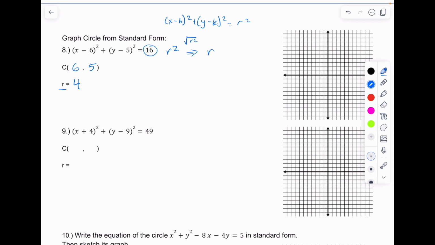So we're going to graph this out. We're going to go all the way to the right by 6: 1, 2, 3, 4, 5, 6, and then we're going to go up 5. 5, and 4 is our distance.